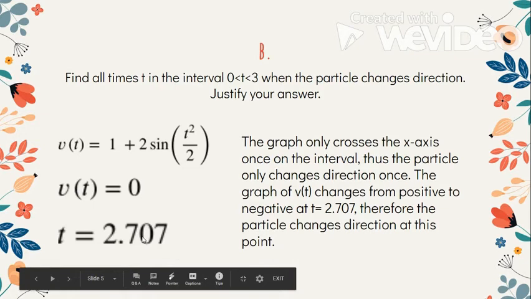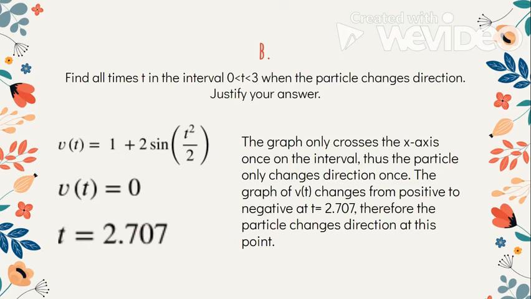A particle changes direction where velocity changes sign, or the graph crosses the x-axis. Therefore, the particle changes direction only once at t equals 2.707 because the graph of v of t changes from positive to negative at this point.